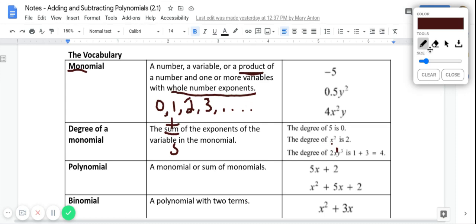So we're just going to talk about some of the basic vocab that you need so that you can go on and apply them later. And that's why we're learning this now. Okay, so we talked about monomial, we talked about degree of a monomial. Let's talk about a polynomial.